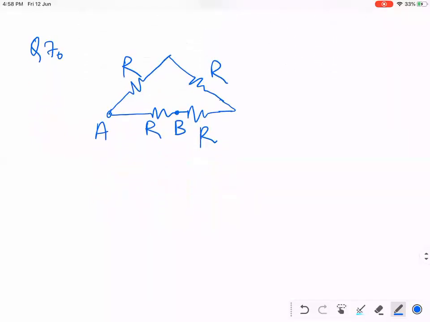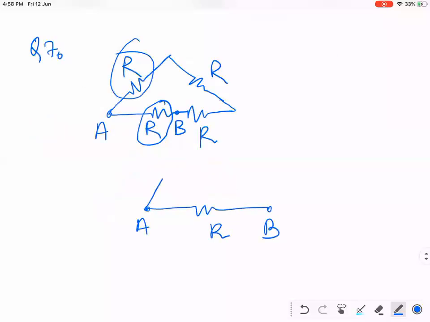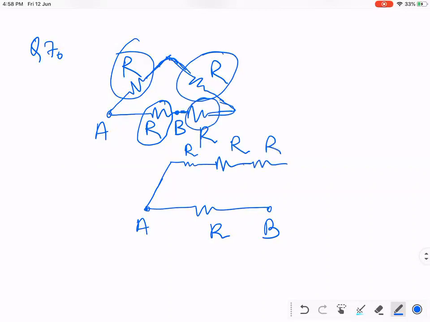Let's redraw the circuit diagram. This is A and this is B. So this resistance is between A and B, right? This R is between A and B. Now I made this R. Its left hand side was connected with A. Now the other side of this resistance is connected with another resistance R. So I connected another resistance R. Now another resistance R is connected, and its other part is connected to B like this.